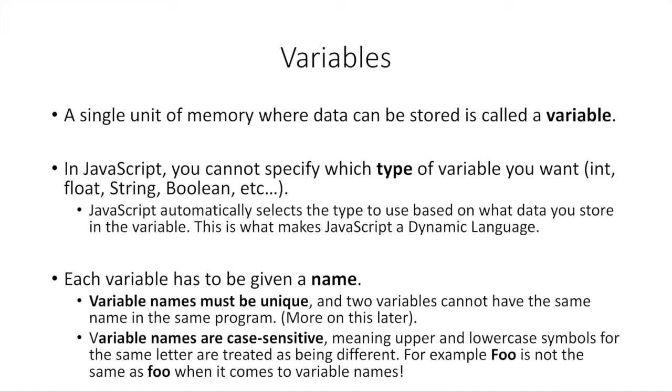Now each variable has to be given a name. Variable names must be unique. You can't have the same two variable names in the same program, although a little bit more on this later because it's not quite the full truth of that, but we'll explain more on that later. Variable names are case sensitive, meaning that upper and lowercase symbols for the same letter are different. So like if I say foo with a capital F, for example, it's not the same name as foo with a lowercase f, and those would be two different variables. So just be consistent with how you name your variables.